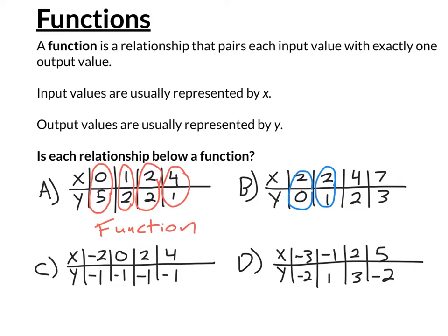In example B, we have 2 goes to 0, but we also have 2 going to 1. In a function, the same input always has to give us the same output. An important word when we're dealing with functions is the word predictable. I'm going to put that up here. It's predictable. That means when I use 2 as my input, I need to get the same output. And here we see that's not the case. 2 can't go to 0 and to 1 because then we don't know where it's going. It's not predictable, so this is not a function.